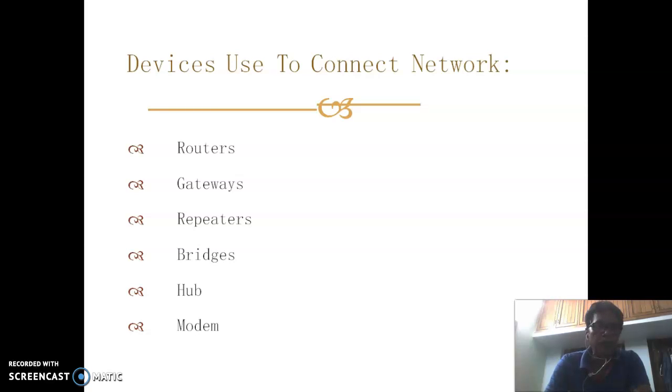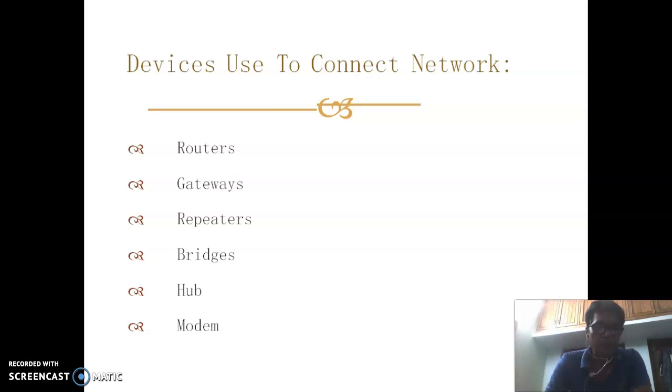Then the hub is a central distribution point that connects multiple devices on the network. The hub can be a switch also. You can say it is also a switch. And the hub is of two types: one is the active hub and the other is the passive hub.